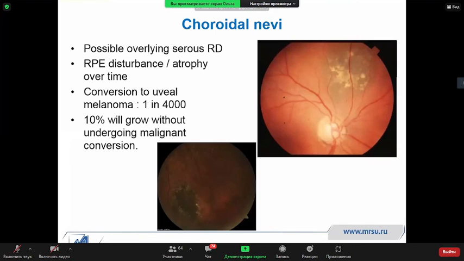In these pictures you can see different variants of choroidal nevus. It's not a melanoma, it's nevus. It's benign, non-malignant.